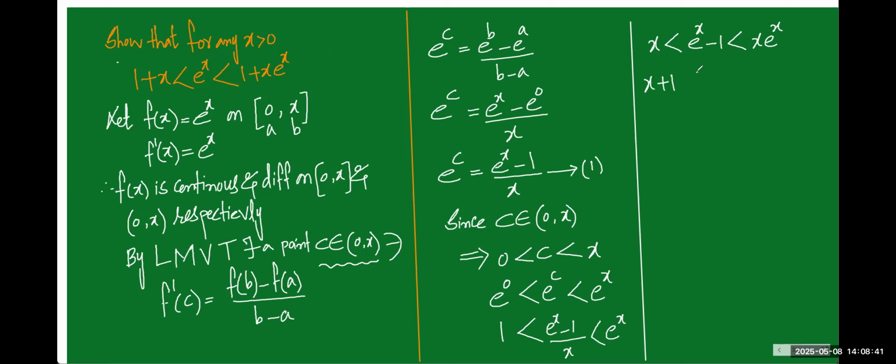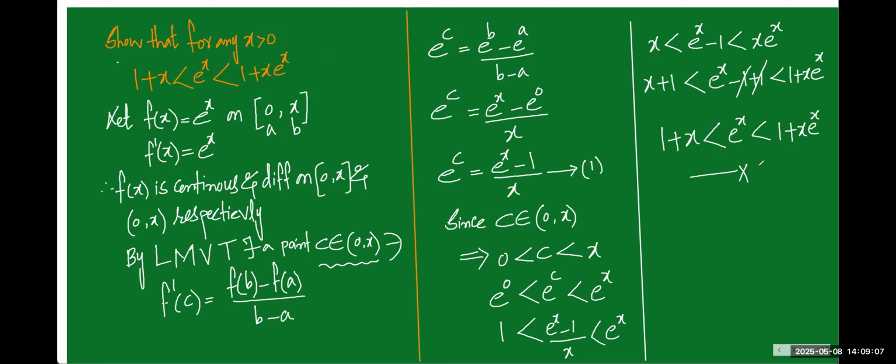x plus 1 is less than e power x minus 1 plus 1 is less than 1 plus x e power x. तो सबमें मैंने 1 ऐड कर दिया. Plus 1 minus 1 cancel. x plus 1 is nothing but 1 plus x. This is less than e power x. This is less than 1 plus x e power x, which is our required result. This only we have to prove. Yes, sir. Very important question.